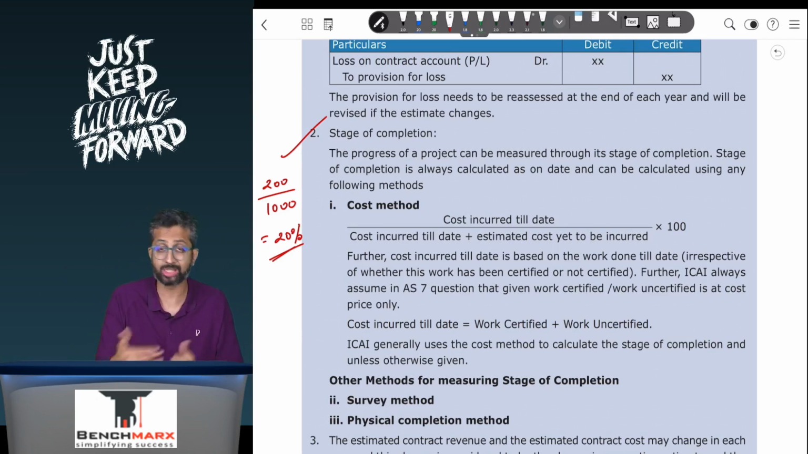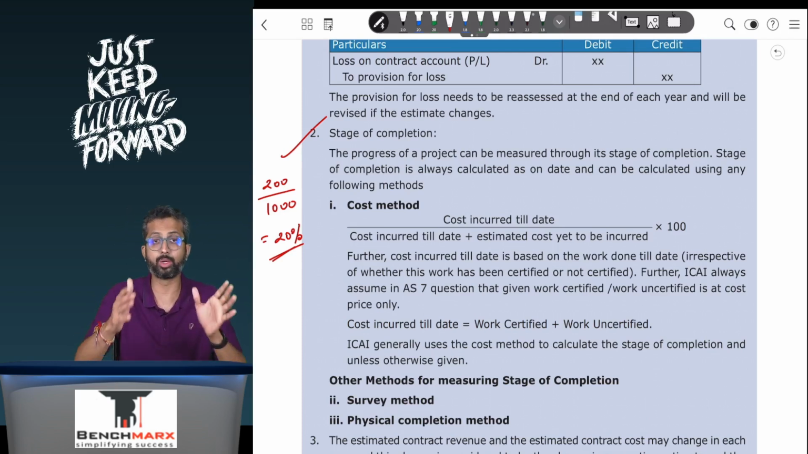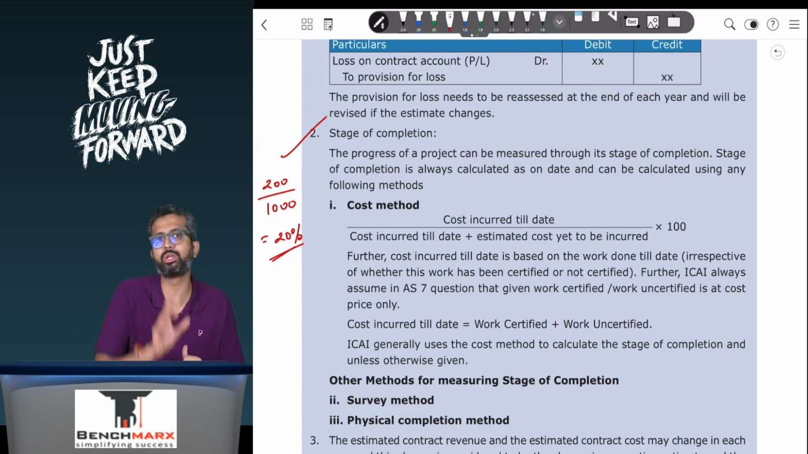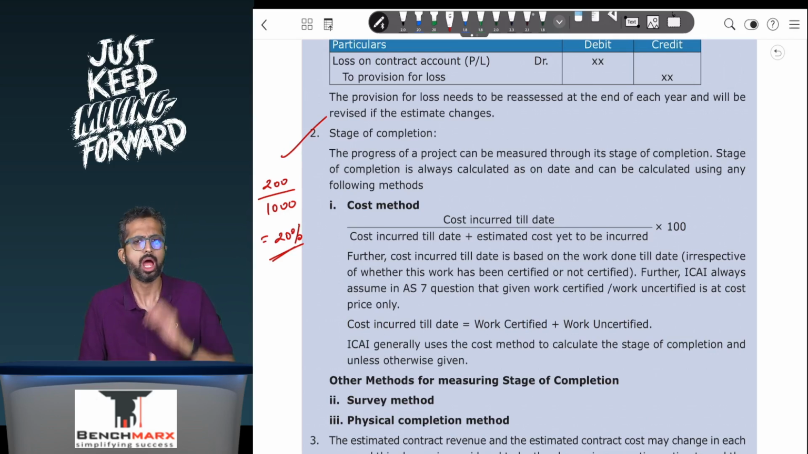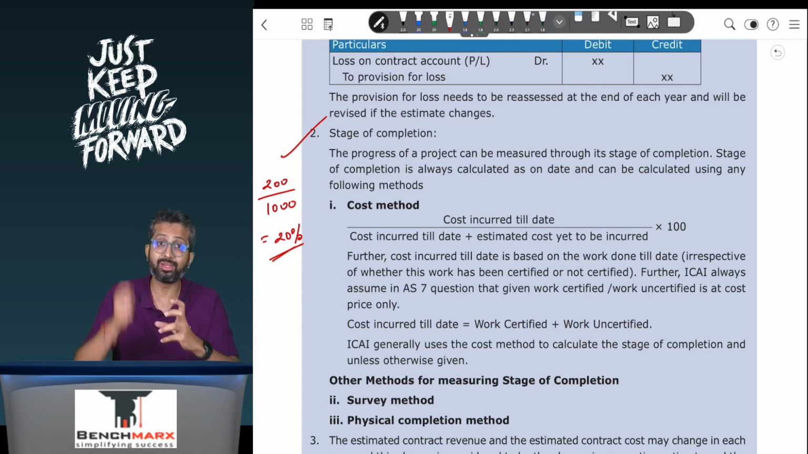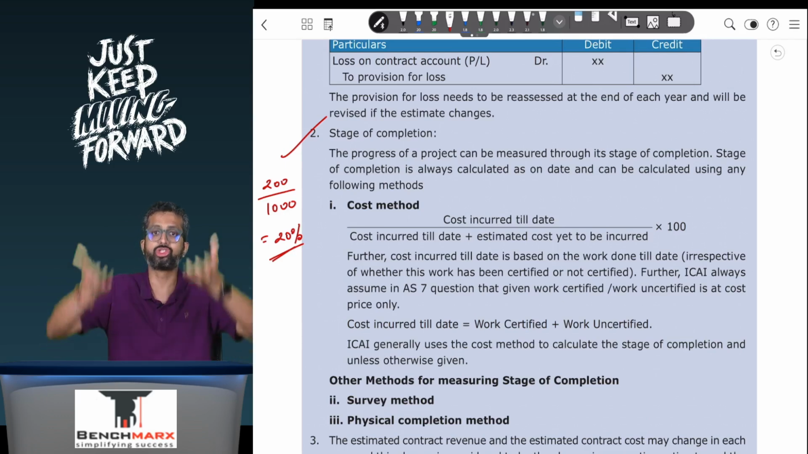Further, while calculating costs, sometimes the questions will give you adjustments where they will tell you labor cost during the period was 10 crores. However, we have paid only 7 crores. 3 crores remain unpaid. Remember, you are not doing cash system of accounting, you are doing accrual system of accounting. So labor, if they have done work worth 10 crores, the project has progressed to that extent.